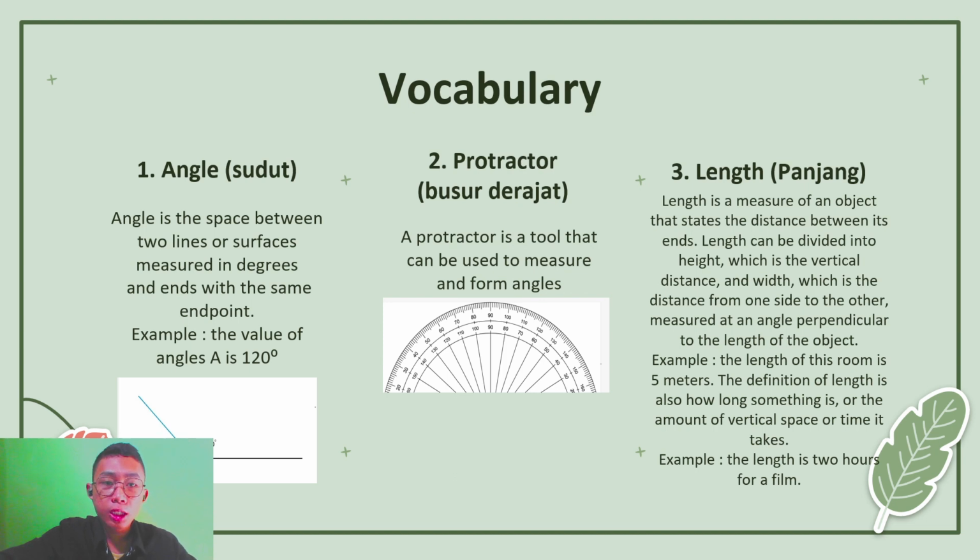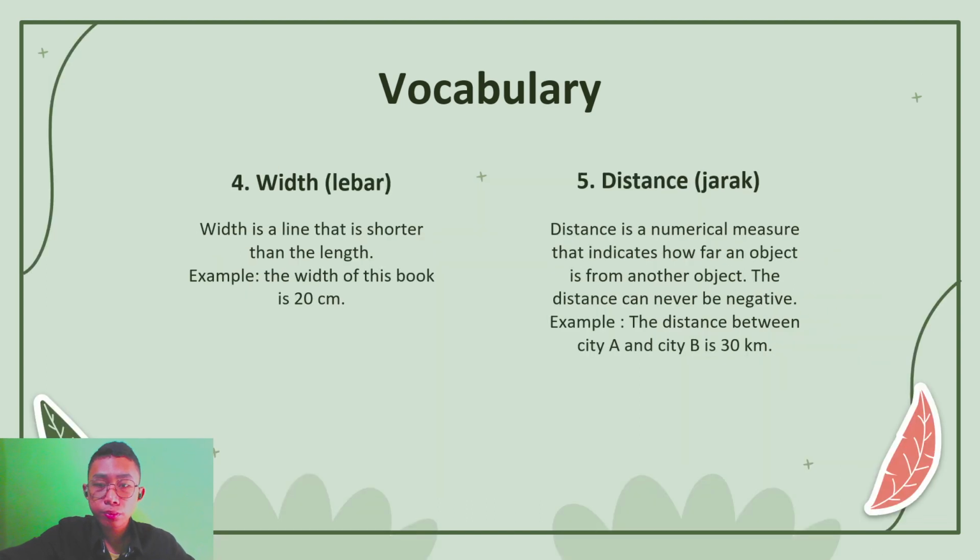Length. In bahasa is panjang. Length is a measure of an object that states the distance between its ends. Length can be divided into height, which is the vertical distance, and the width, which is the distance from one side to the other, measured at the angle perpendicular to the length of the object. Example, the length of this room is 5 meters. The definition of length is also how long something is, or the amount of vertical space or time it takes. Another example is the length is 2 hours for a film.